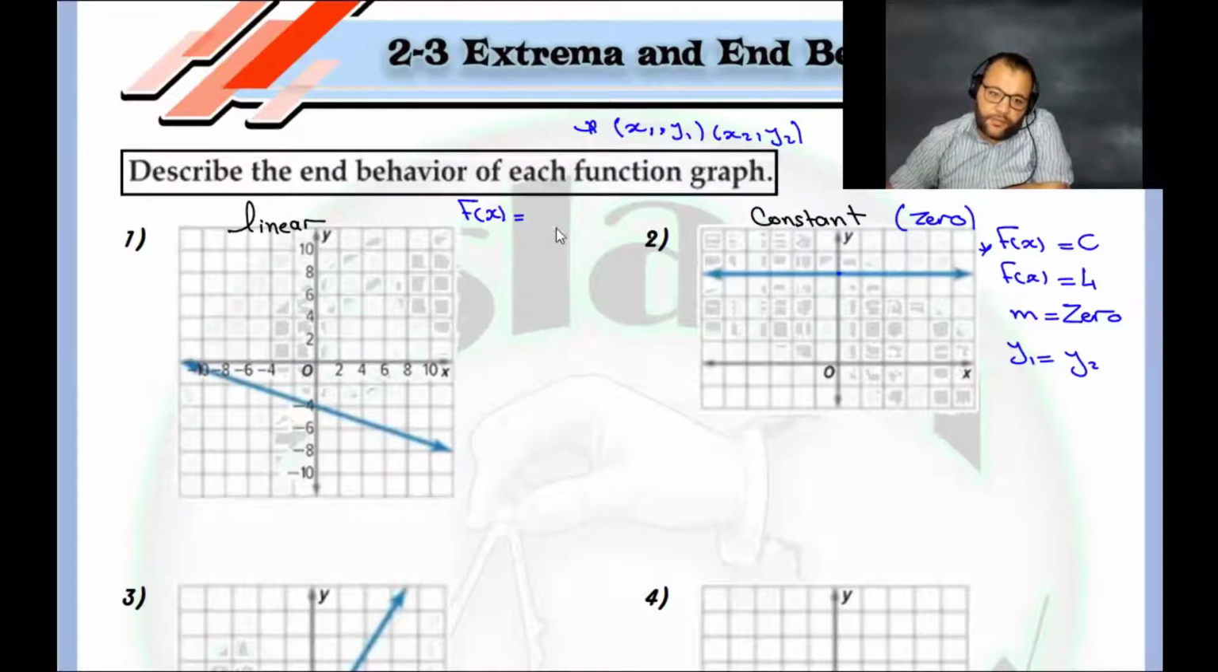F of x is equal to 4. For number one, I'm talking about number one. Khalas, we finish number two. I finished number two. Now I'm talking about number one.